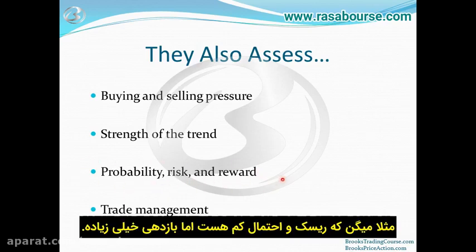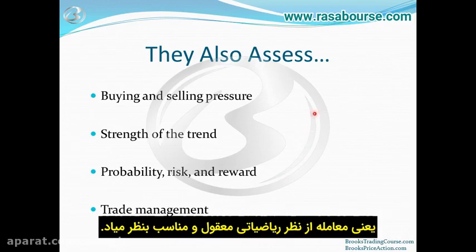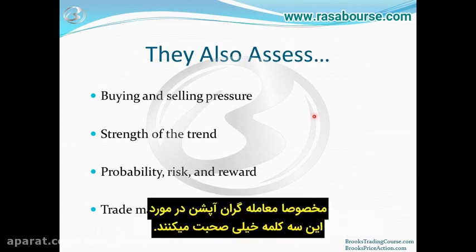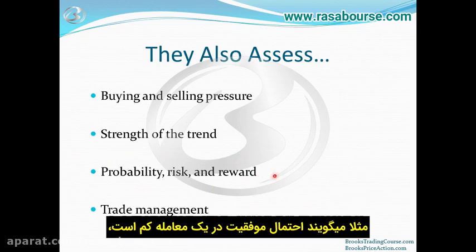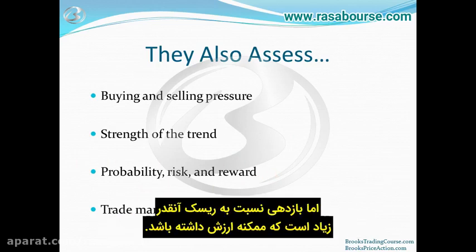That, yeah, the risk is small and the probability is small, but the reward is so huge that the trade makes mathematical sense. You'll especially hear option traders talk about that, where they'll take a trade that has very little chance of success, but they feel the reward is so much greater than the risk that the trade is worthwhile.